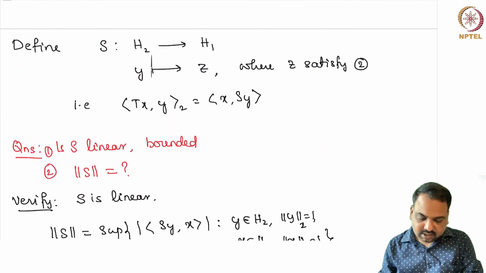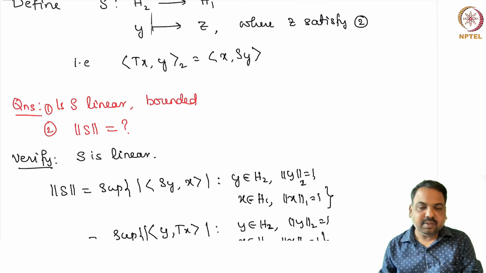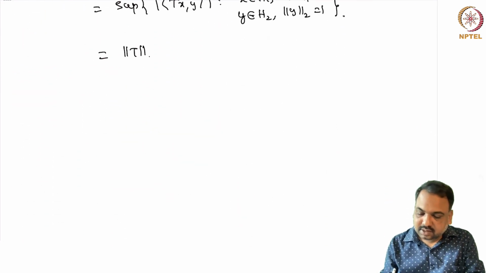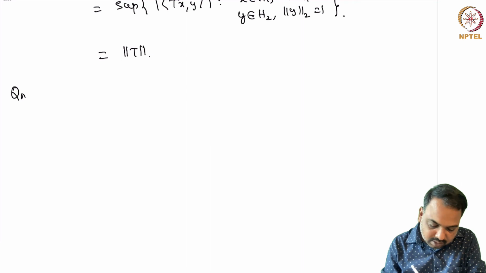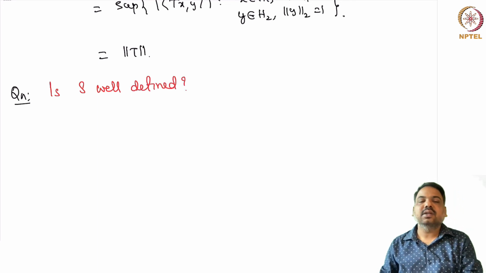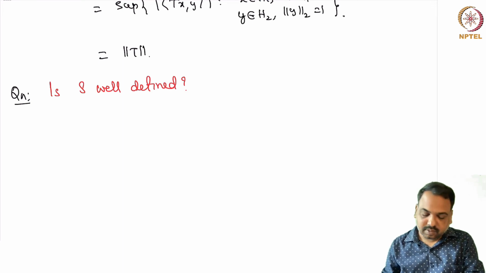Now the question arises, is it a unique operator? First of all, we have not checked that it is a well defined operator. The question is whether it is well defined. In other words, can this S be the unique operator satisfying those properties? This can be seen easily.